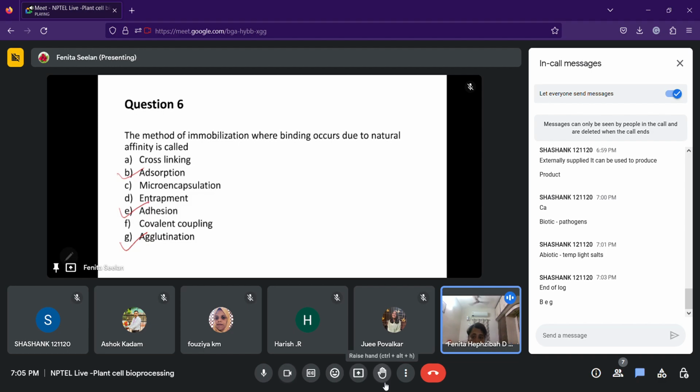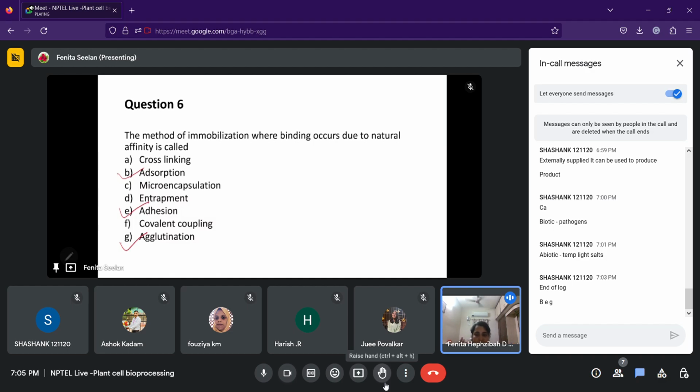So adsorption means what? What is adsorption? The non-covalent or weak forces of attraction. Okay, weak forces of attraction will be there between the adsorbent and the adsorbate particle surface. So what will happen? They will get settled on the surface of your adsorbent, right? So that is one way of doing it, adsorption.